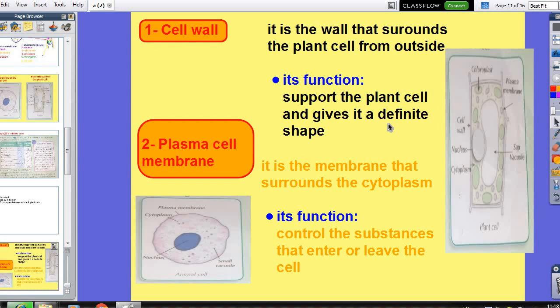Also we have the plasma membrane. The plasma membrane is like a doorman which controls the people who enter or go outside from our home. It works like a doorman. It controls the substances that enter or leave the cell.